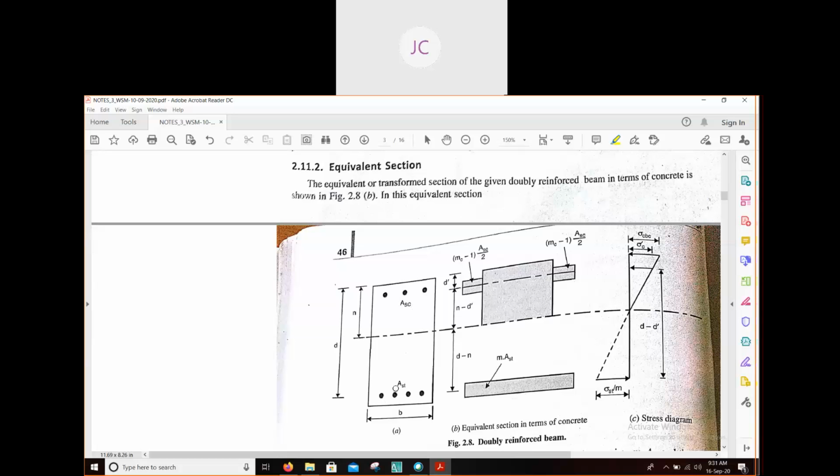Okay, and here you can see AST: A for area, S for steel, T for tension. In the whole syllabus we will indicate AST for area of steel in the tension side. That means whatever reinforcement we provide at the bottom, we write the area of that steel as AST, area of steel in tension. And for the compression zone, the area of whatever steel we provide will be ASC, area of steel in compression.